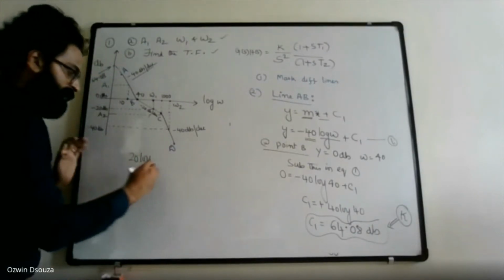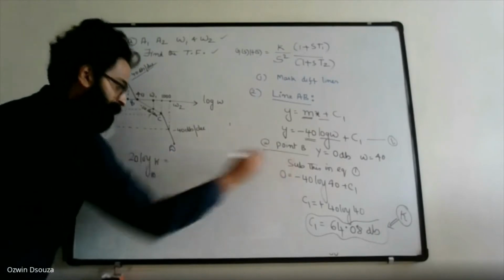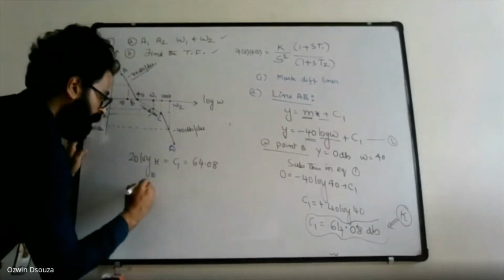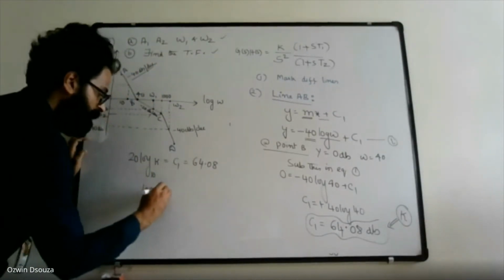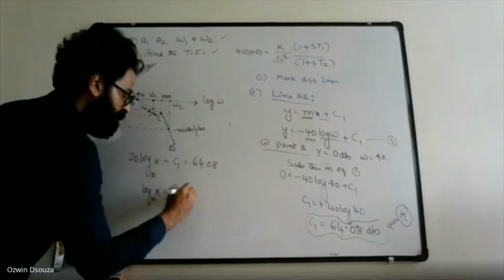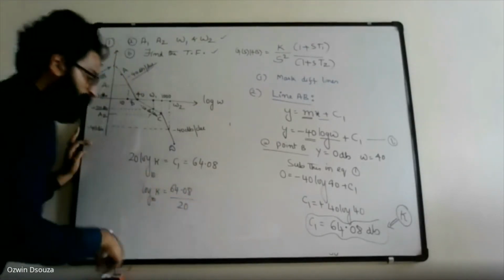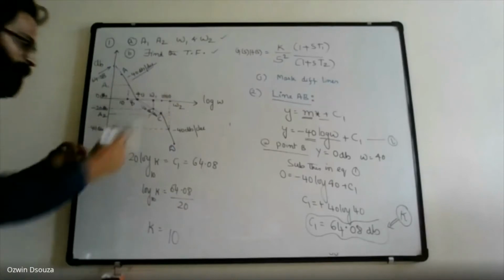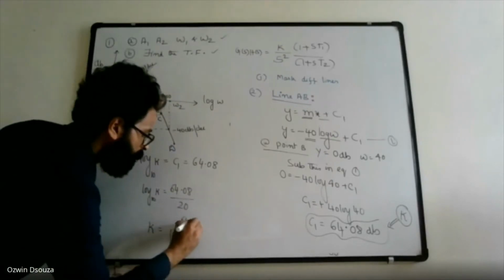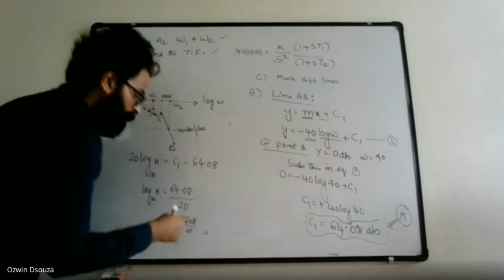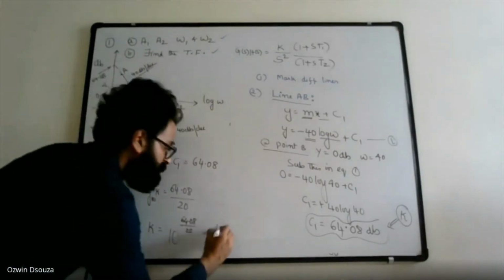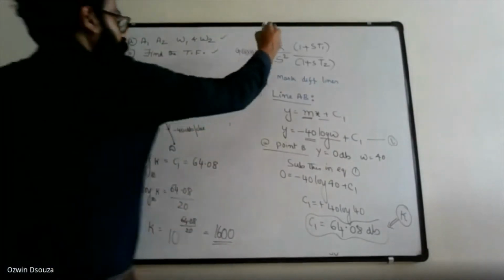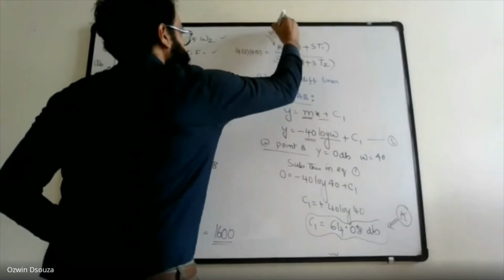In decimal system, 20 log to the base 10 K is equal to C1. And what is C1? C1 is 64.08 dB, or log to the base 10 K is equal to 64.08 divided by 20, or K is equal to 10 to the power, right? So when you take anti-log, it is 10 to the power x, so 10 to the power 64.08 divided by 20. Put it in your calculator, you will get K as 1600. So we have already determined the K value, which is 1600.